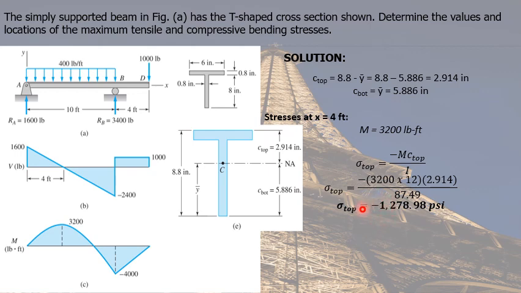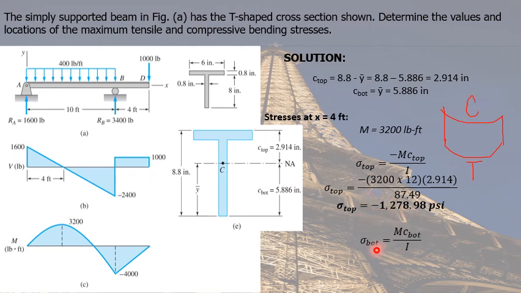So we have a negative stress. We have a compressive stress, which is expected because, again, when we have a positive moment, the beam smiles. At the top is under compression and the bottom is under tension. So it is expected that at the top, we have a compressive stress.